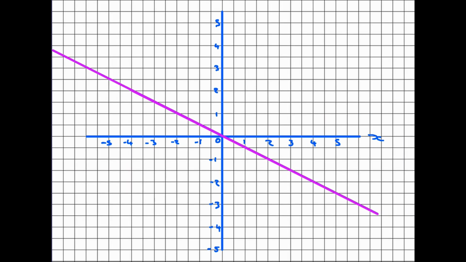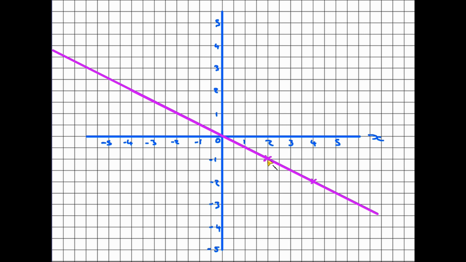And finally, we need to look at the line that is sloping in the opposite direction. So from left to right, it is going downhill. This means that the gradient is going to be negative. It will have a minus value. We find it in exactly the same way. So let's have a look at a couple of points. Let's take 2, -1 here, and let's take 4, -2 here.